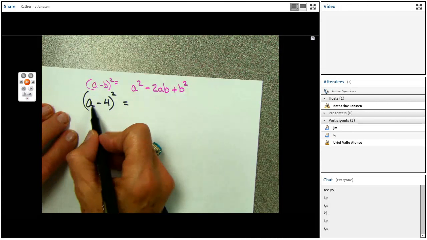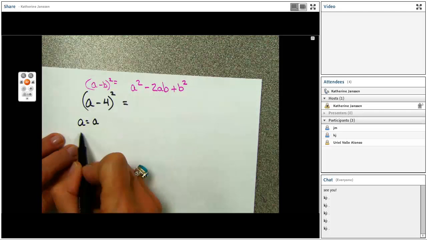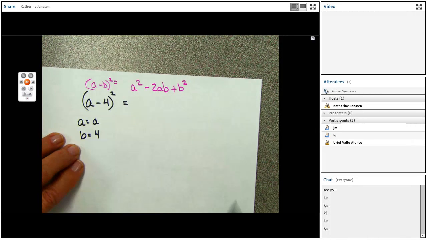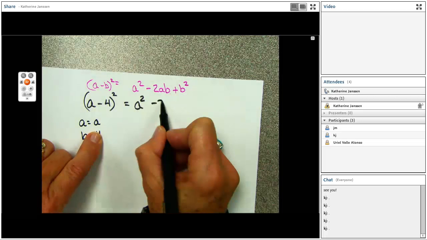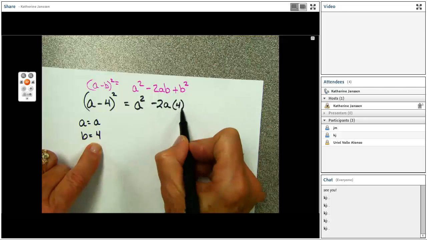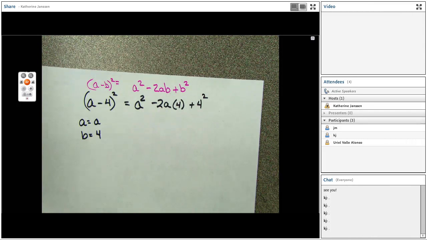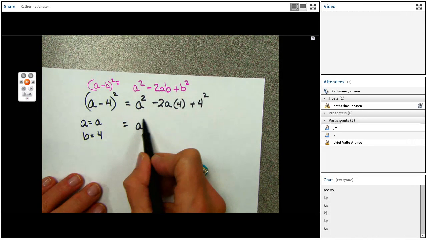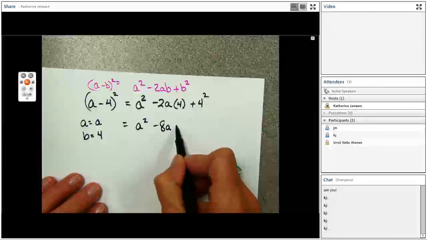In this case, a's position is equal to a, b's position is equal to 4. A, and I'm going to square it, minus 2 times a, b is 4 in this case, plus b's value is 4, and I'm going to square it. A squared minus 2 times 4 is 8a plus 16.